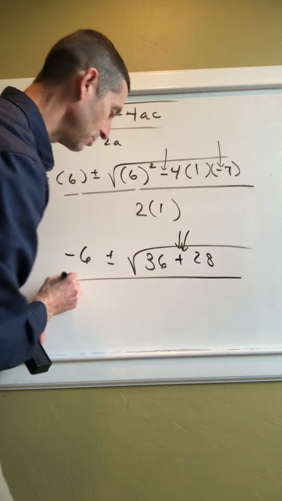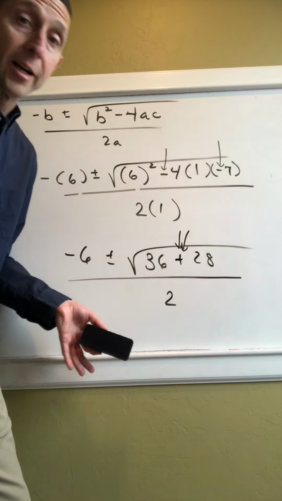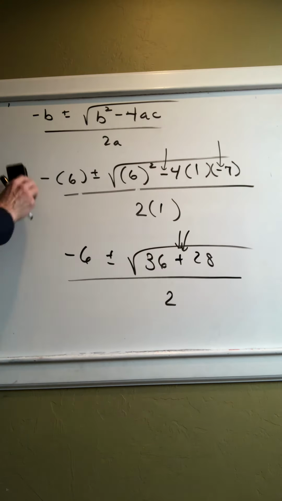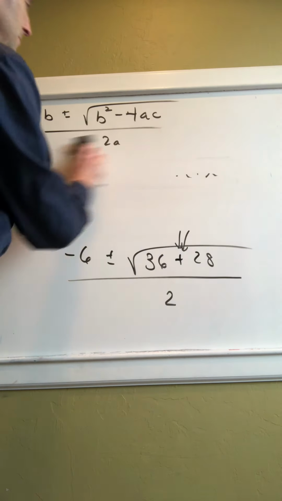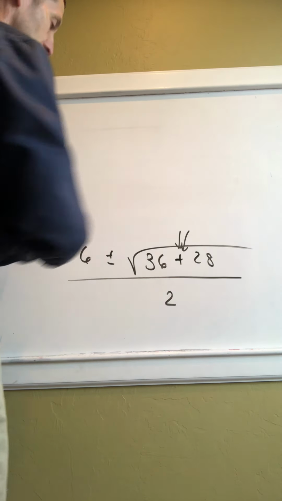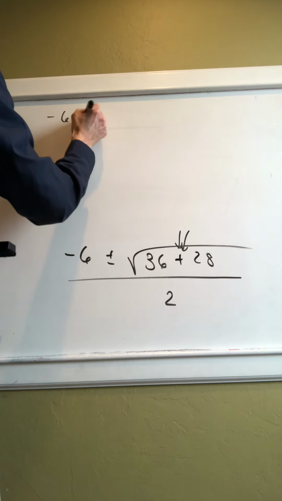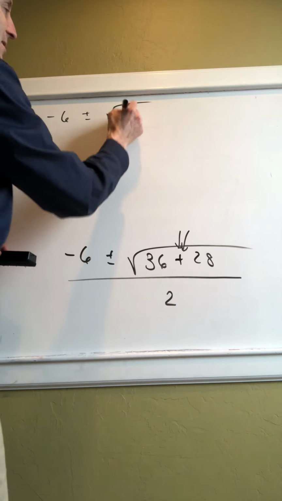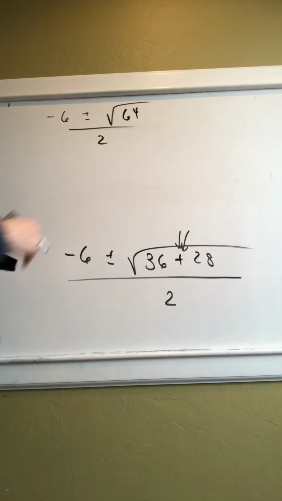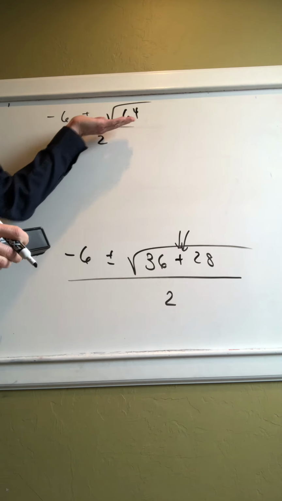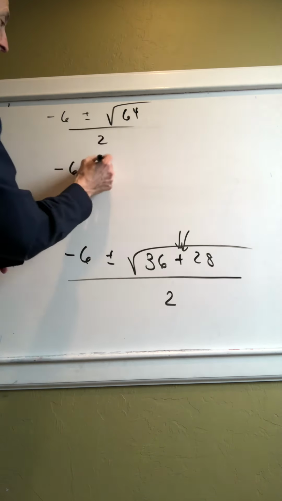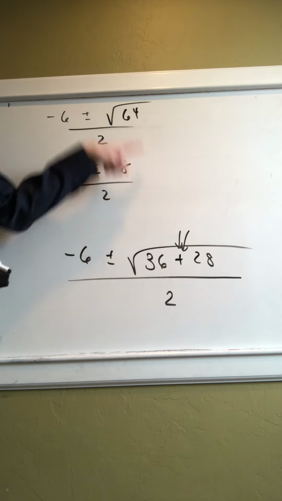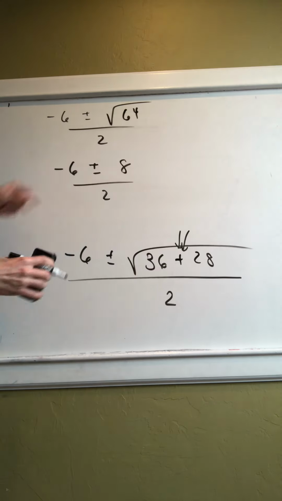So somebody somewhere is going to miss that. It's not going to be us. Just some other kid. All right, make sure you make that a positive. Let's get to cleaning this up. Okay, here we go. -6 plus or minus. We got 36 plus 28, 64. And then we got an awesome number, square root of 64. We know that's going to be an 8 divided by 2. So square root of 64 is 8.